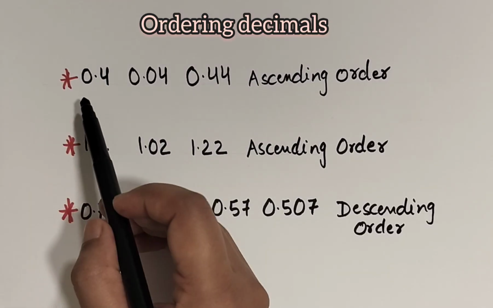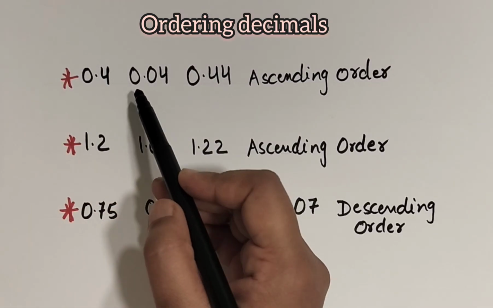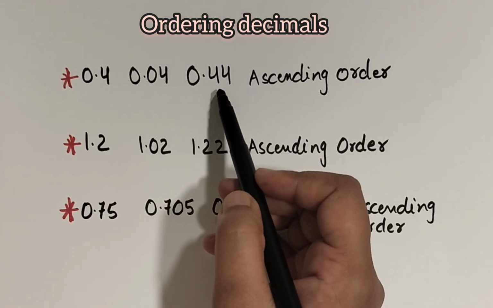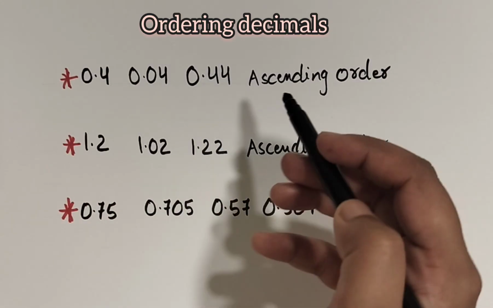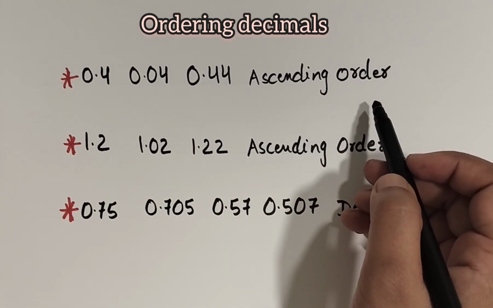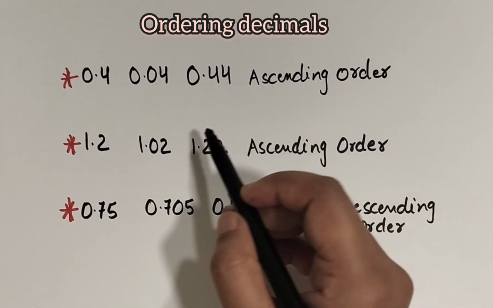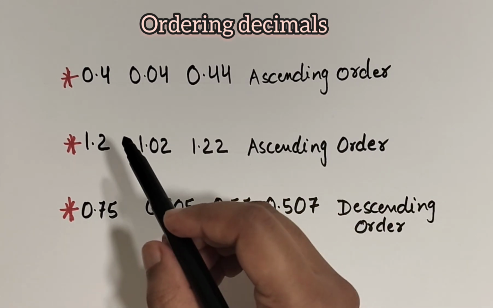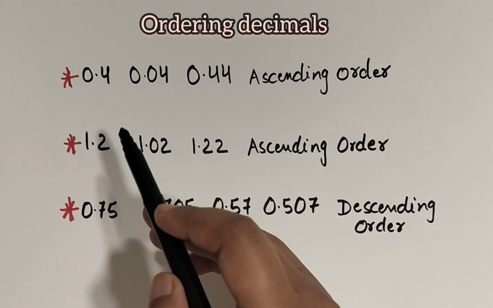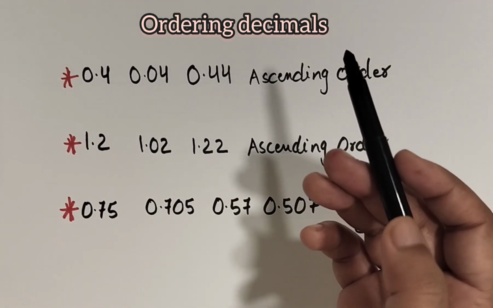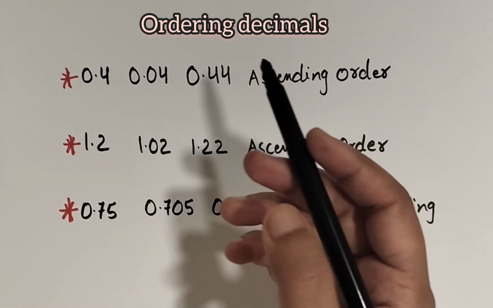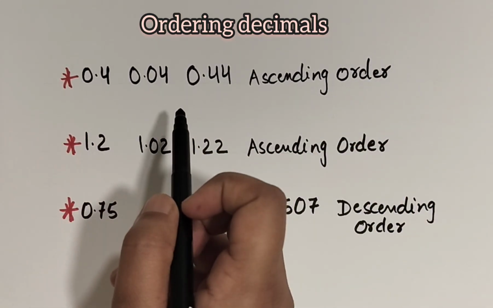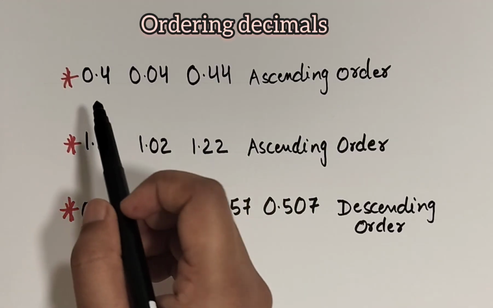Here we have the first question: 0.4, 0.04 and 0.44, and we need to change this in ascending order. First we need to learn what ascending order is. In ascending order we just place the smallest number in the first place, and then the bigger number, and then the biggest of all.